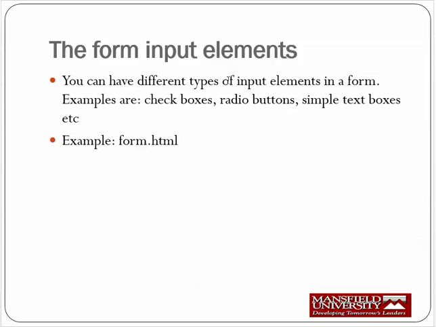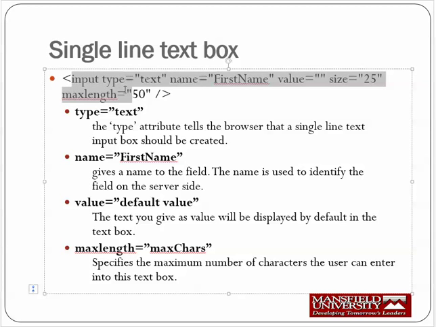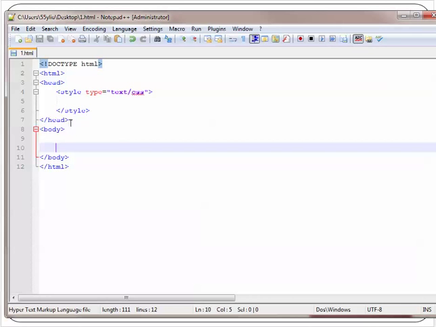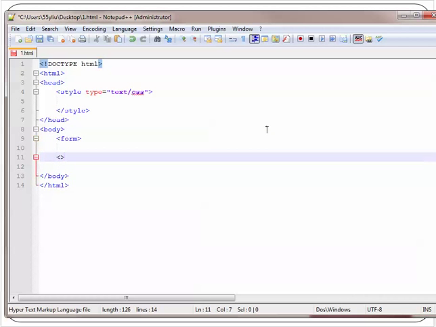And inside a form, we can have different elements. Let's see an example. First is called a single line text box. This is the syntax. We start with this structure. Then we need to type form, and we need to close it.